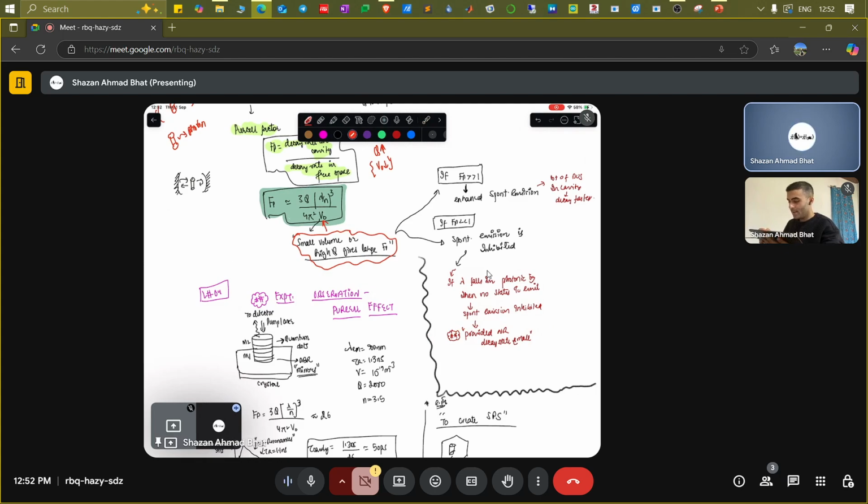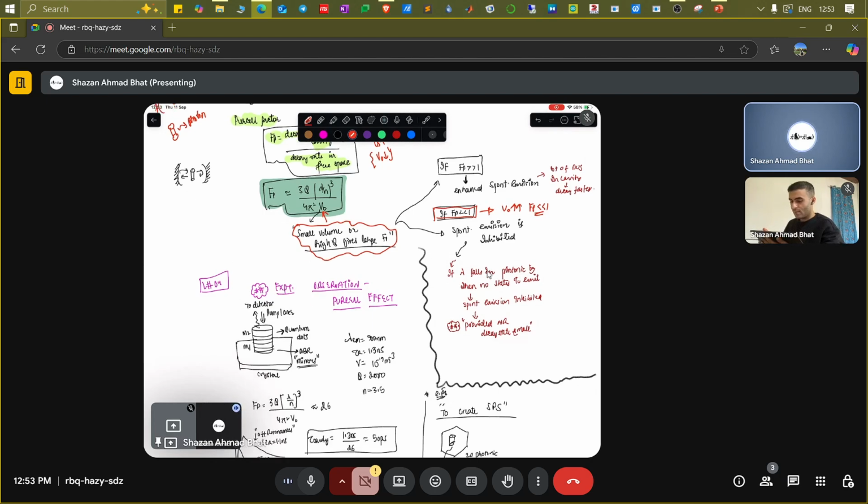So what does this mean? If the Purcell factor is much, much less than 1, what does it basically imply? It would imply that the volume is much, much huge and the quality factor is lower. Is it so? No, it would happen if the volume is much, much larger, and the quality factor is the opposite. If the volume keeps increasing, then the denominator will increase, the overall Purcell factor will become much less than 1, and you will notice that the spontaneous emission will get inhibited.